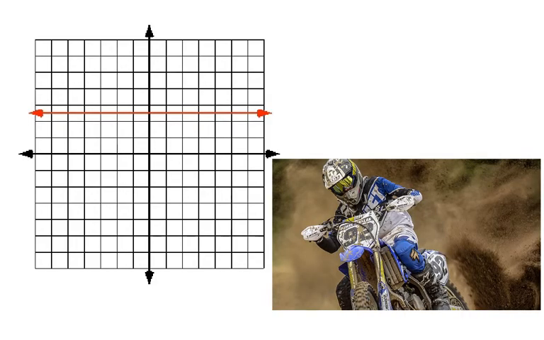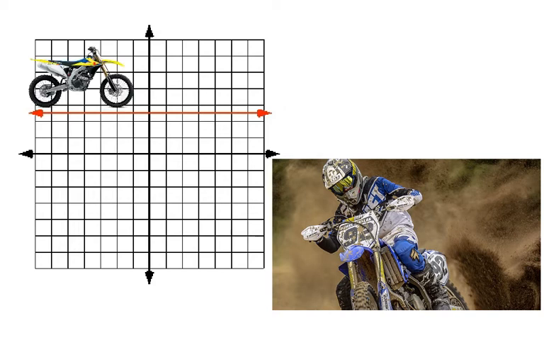Let's go back to the dirt bike example. So here's another picture of me riding my dirt bike. And looking at this here, this is like the land that I'm riding on. It's not hilly, it's not going up, I'm not going down. I'm flat the whole time. There's no slope here. This is a horizontal line. That means that this is a zero slope.